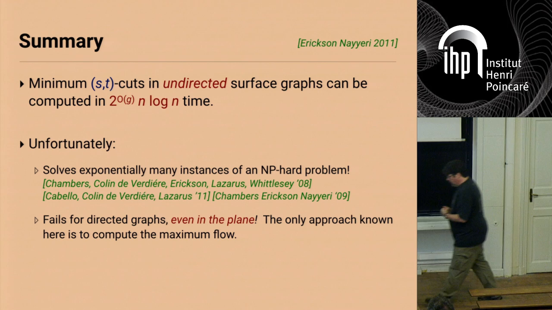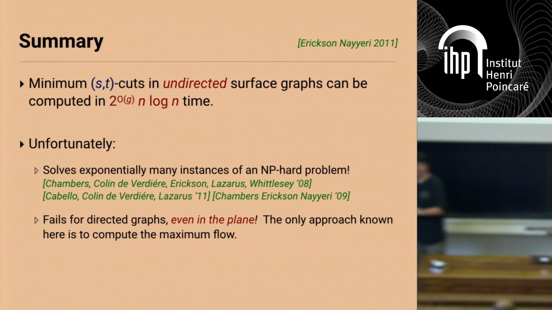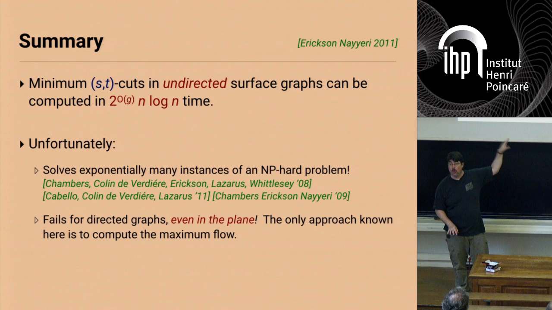Question? Yes? If g is part of the input, yes, I can compute minimum cuts in any graph in quadratic time. Okay? So if I just ignore the topology completely, I get something that looks like n squared. So this is only better if the genus is less than log n. Okay? If the genus is 5, this is better.